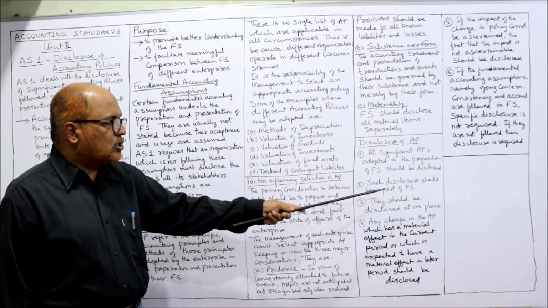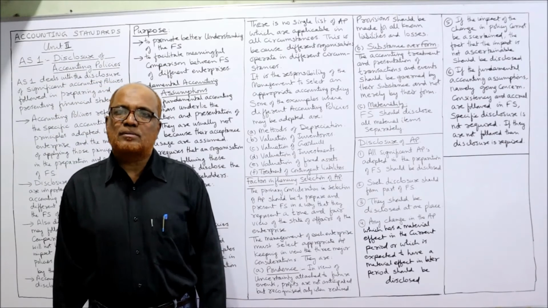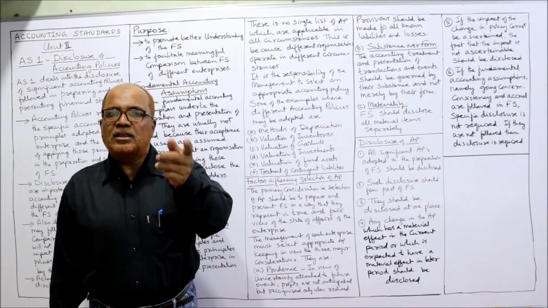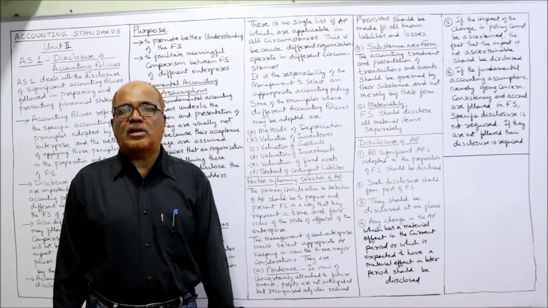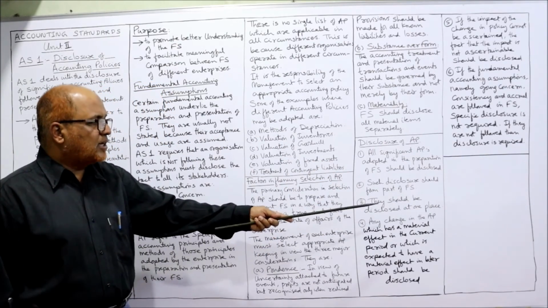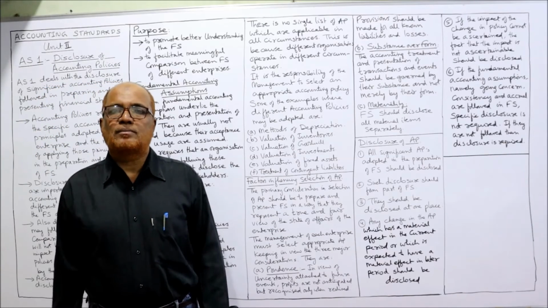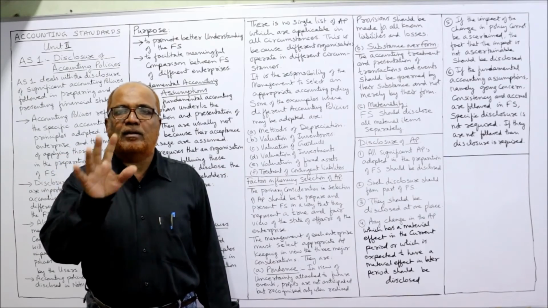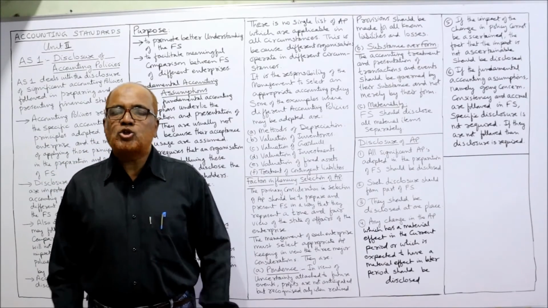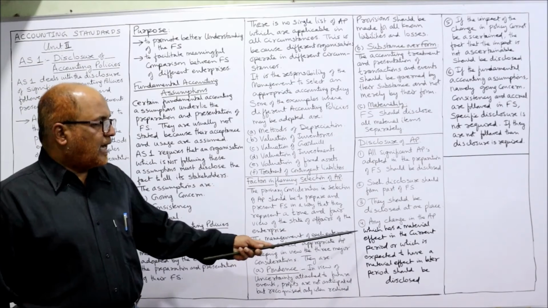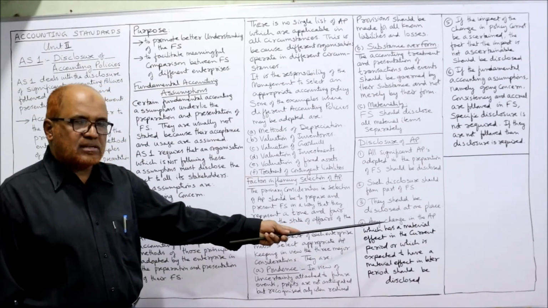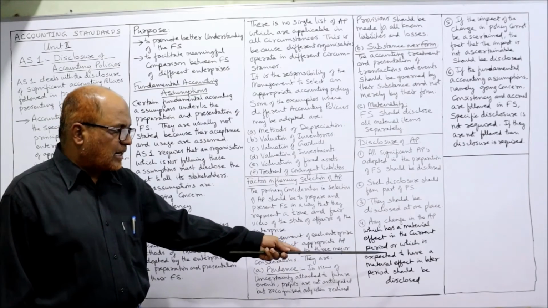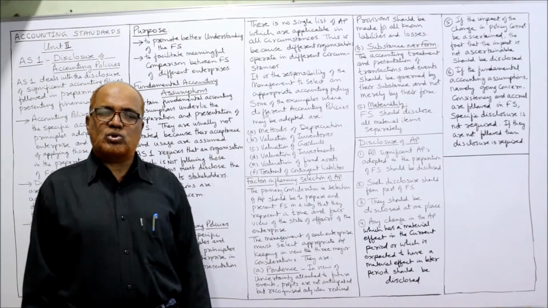Secondly, such disclosure should be part of the financial statements. That means whatever disclosure you are making in the notes, that note should be a part of the financial statements. Thirdly, they should be disclosed at one place. All the accounting policies should be placed at one point. It should not be scattered. Then any change in the accounting policy which has a material effect in the current period or which is expected to have a material effect in later periods should be disclosed.